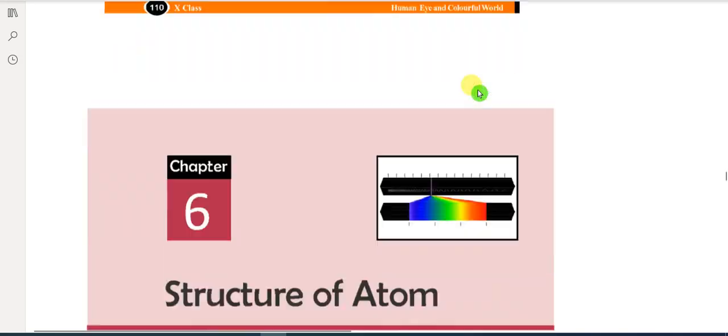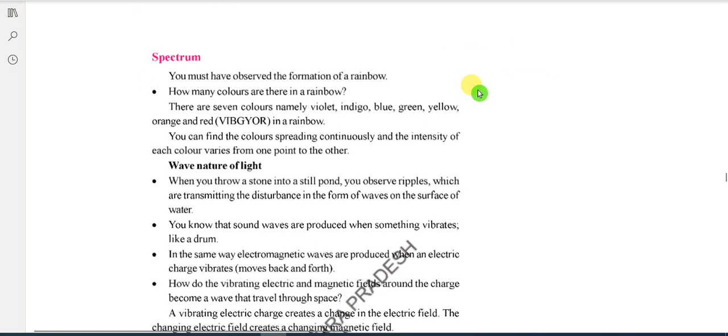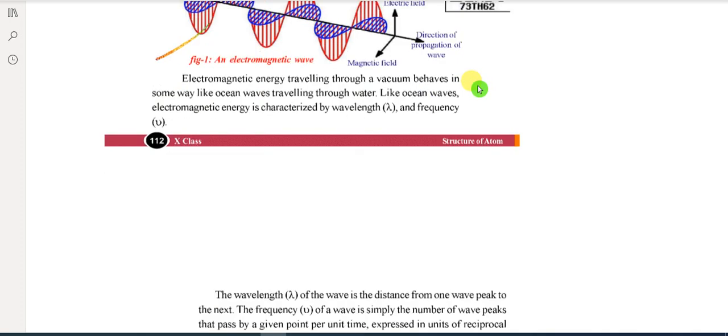next lesson, structure of atom. The structure of atom, this diagram is important. And electromagnetic wave. Yes.